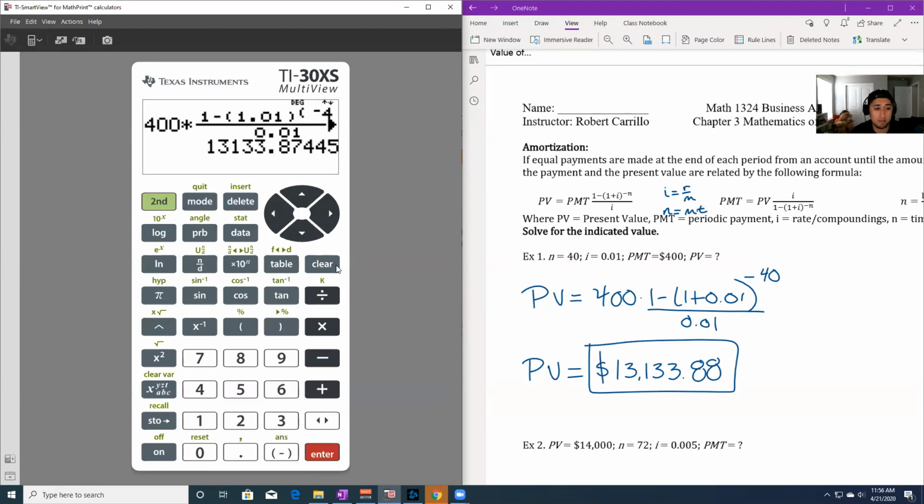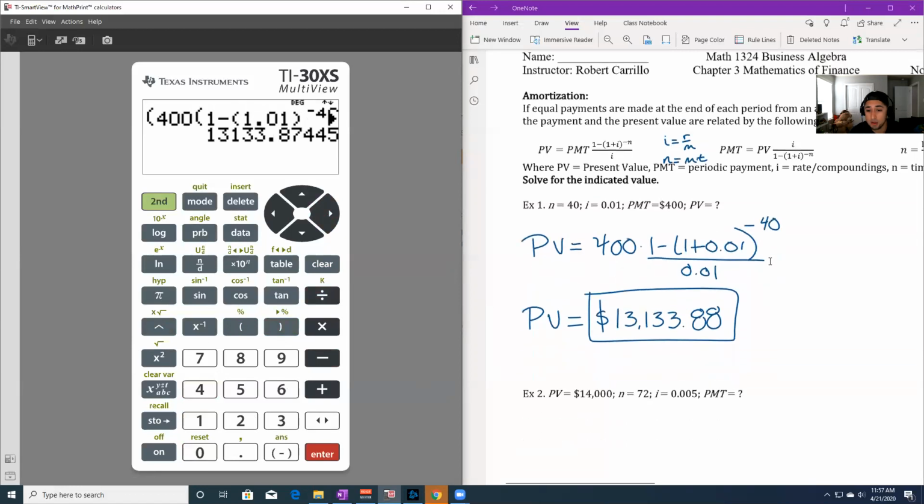Okay, and again, let's say you didn't have those fancy buttons, those fraction buttons. You would type it in as parentheses 400 times 1 minus parentheses 1.01 raised to the negative 40, close that. That's everything in the numerator. Over parentheses 0.01. There you go. Brutal, I know. Okay, let's try another one.